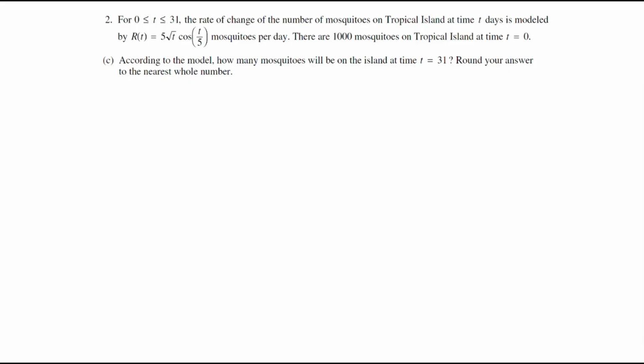In part C, it says, with this model, how many mosquitoes will be on the island at t equals 31? Well, we knew there were 1,000 mosquitoes initially, so we have those 1,000, plus the integral of the rate of change of the mosquitoes. So the integral of r of t dt from 0 to 31.